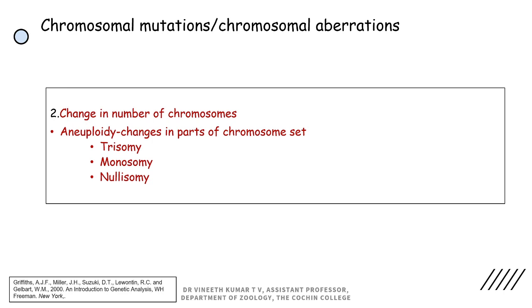And now we are going to discuss the change in the number of chromosomes. In that, the first type was aberrant euploidy, and the second type is aneuploidy. So aneuploidy is nothing but the change in parts of the chromosomal set. It is not the entire chromosomal set, it is parts of the chromosomal sets. We are going to discuss three types in aneuploidy: trisomy, monosomy, and nullisomy.